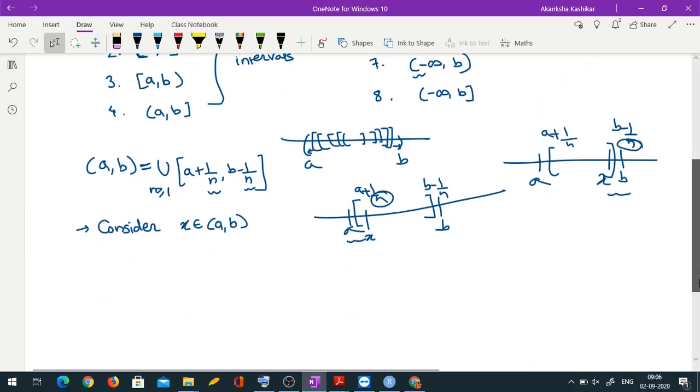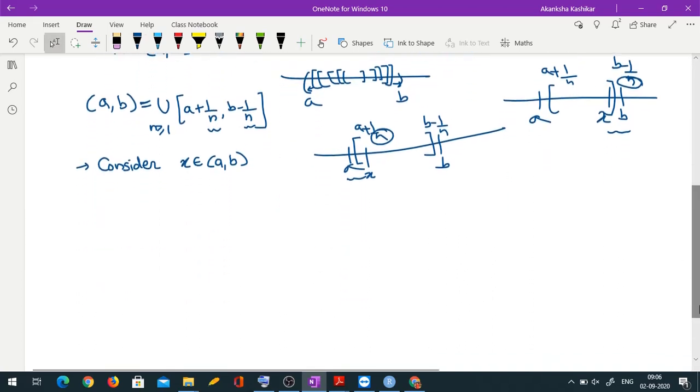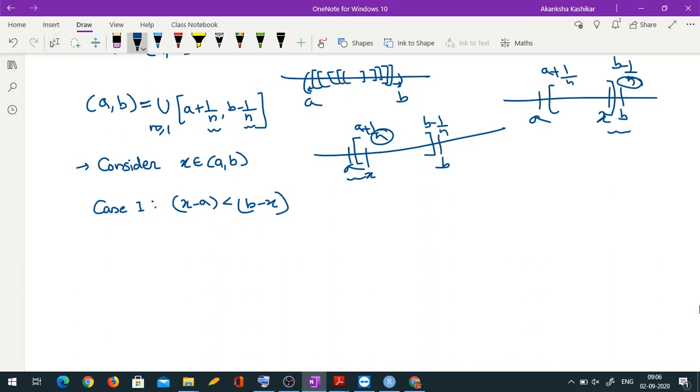So let us try first the case where x is close to A. Case 1: x minus A is smaller than B minus x, because the distance between x and A is x minus A and the distance between x and B is B minus x. So now I have to come up with some n such that A plus 1 by n is less than x. So what is meant by that?